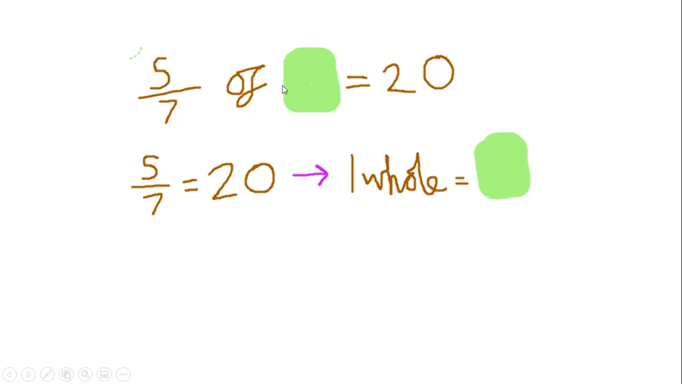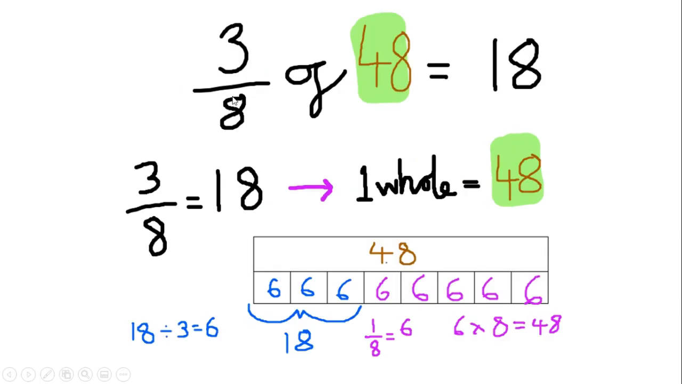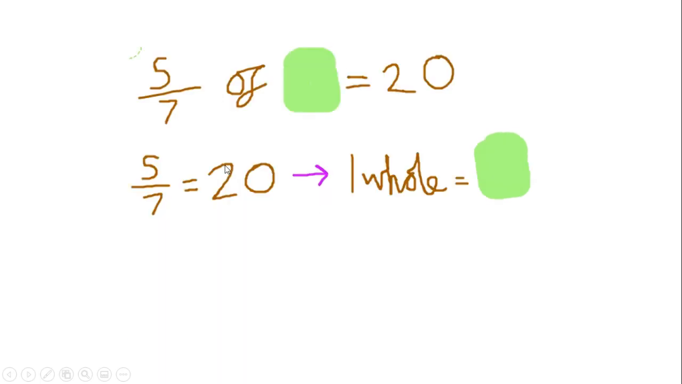5/7 of something equals 20. So 5/7 are worth 20. What's 1 whole worth? Okay, same process as this. First of all, start by drawing a bar model. I'm going to reveal a clue in a moment, so if you're not sure, don't worry. I'm going to show you what the bar model should look like, but I won't give away the answer.